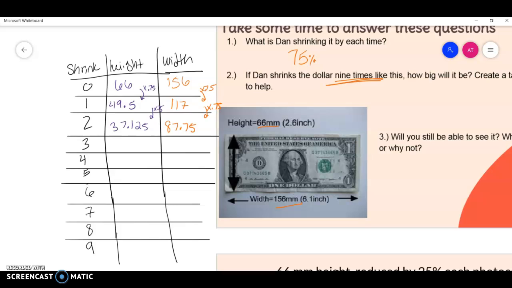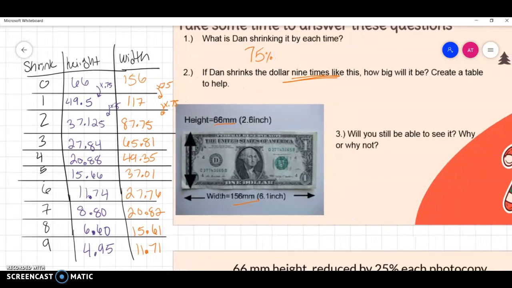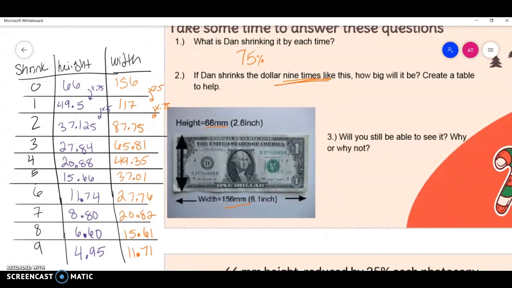Let's see if your answer is the same as creating a table. So your table should look something like this. Feel free to pause the video and see if you got all the same numbers. Obviously, if we continued on and on, it would be kind of hard to see without an equation, right? So do you think you'll be able to see it at that small of a millimeter? Go ahead and feel free to answer that openly, or write it out, or type it out.